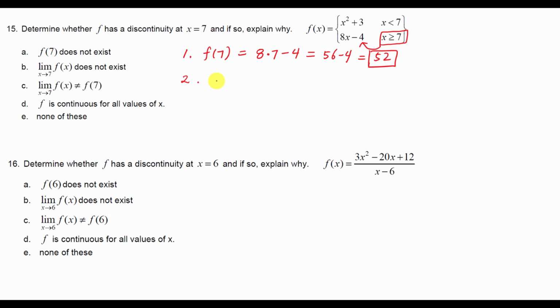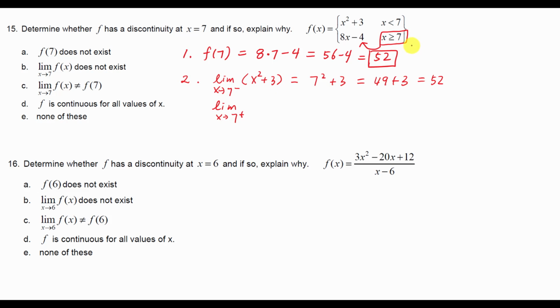To do that, like we said, we need to find the left limit and the right limit of f of x. So the limit as x approaches 7 from the left. From the left, x's are less than 7. So when x's are less than 7, we use the quadratic function. So that's going to be x squared plus 3, and that will be 7 squared plus 3, which is 49 plus 3, which is 52. The right limit of a function is when x approaches 7 from the right.